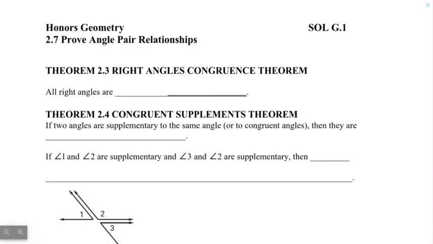In today's lesson, we're going to take a look at angle pair relationships. We're not going to focus as much on a formal proof in today's lesson, but more on the application of some of these things. So the first thing that you see is Theorem 2.3, which is the Right Angles Congruence Theorem. And it's pretty self-explanatory. This just says that all right angles are congruent.